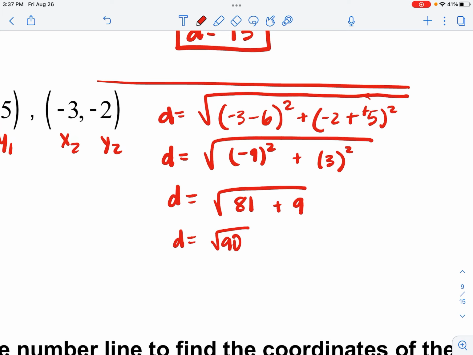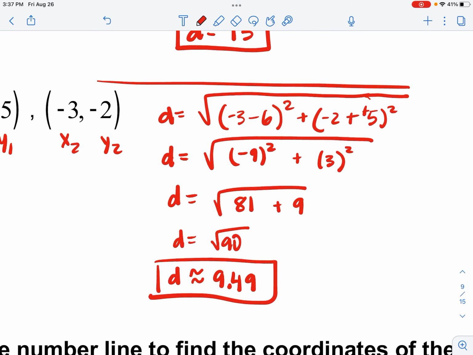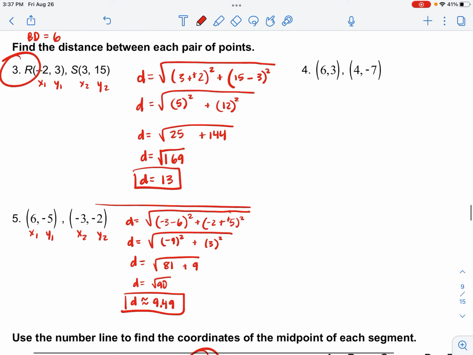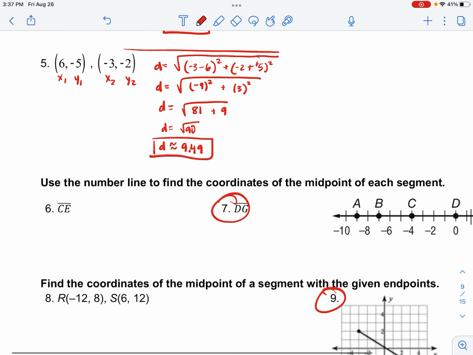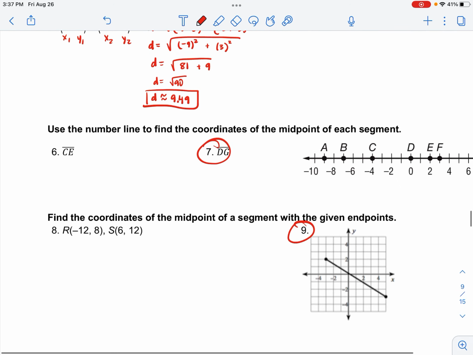Square root of 90 is equal to approximately, so D is, this is what I meant by the approximation symbol. It is not the exact answer, but it is close, 9.49 if you round to 2 decimal places. So this is what I would do for number 4, okay? For now, I'm going to be okay with this answer. We're probably going to go into simplifying radicals probably soon. We'll see, okay? So that's number 5.